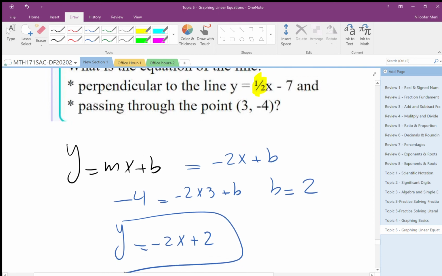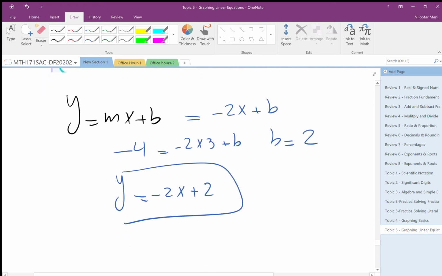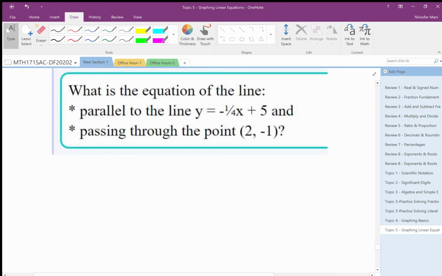Okay, that's correct. So what is the equation of the line parallel to this one and passing through that point? Look at this. Parallel means the same slope. So you have y equals mx plus b. You have to find m and you have to find b. You have m.